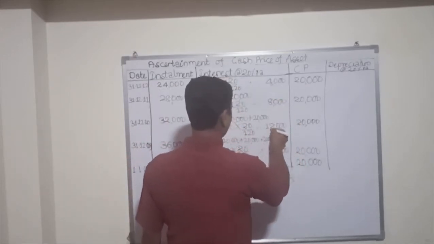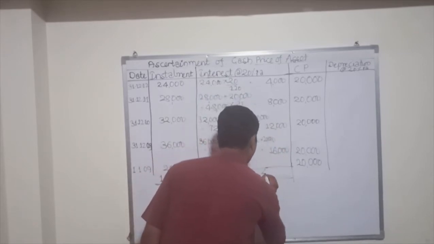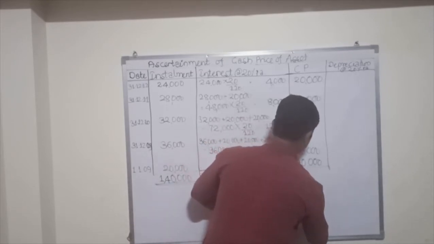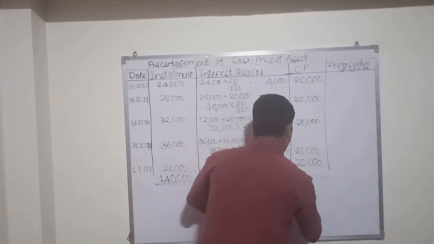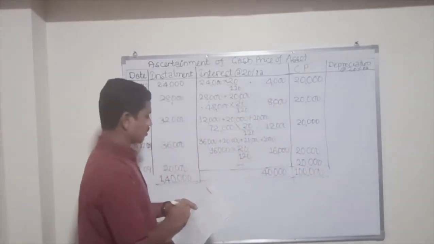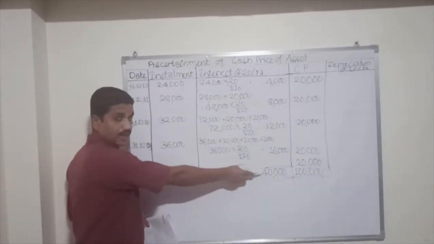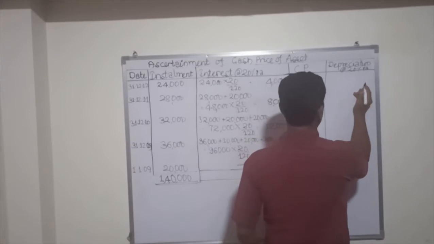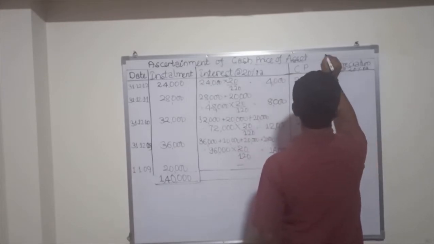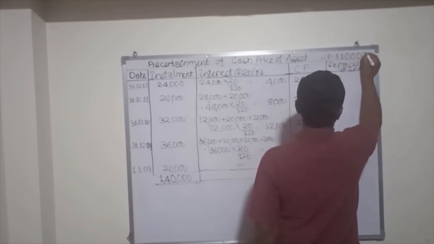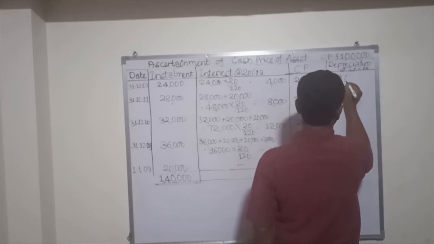Now let us take the total of this. 8 plus 4 is 12, plus 12 is 24, 24 plus 16, so 40,000. So here 20, 40, 60, 80, 1 lakh. Also you can make an observation here. When you subtract this 40,000 from 1,40,000, you will get 1 lakh. So now let us calculate the depreciation here. So we have arrived at rupees 1 lakh as the cash price.